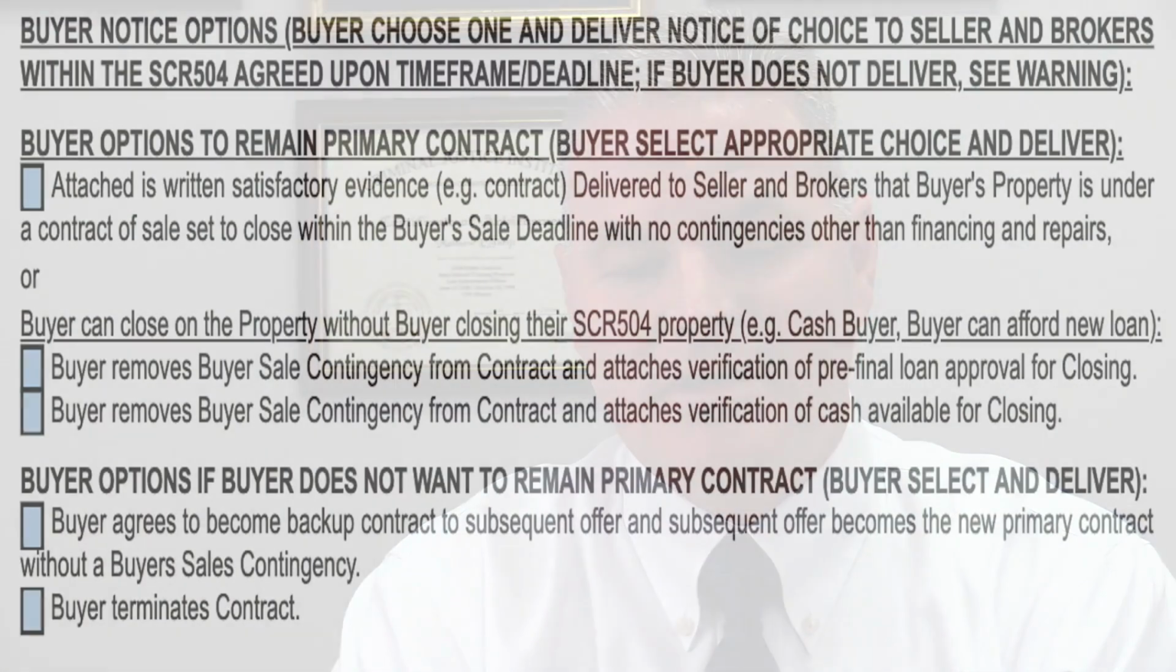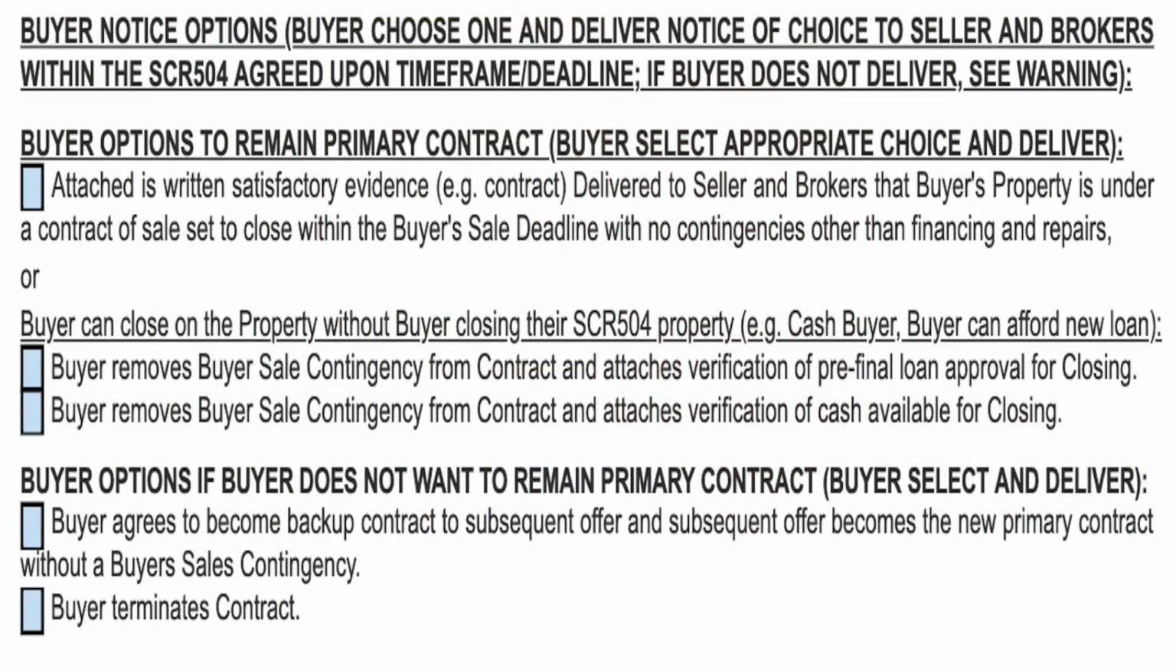Below that, buyer options if buyer does not want to remain primary contract. Buyer select and deliver. It says the buyer agrees to become a backup contract to subsequent offer, and subsequent offer becomes the newly primary contract without a buyer sales contingency. Okay? Or the buyer terminates the contract. So basically what would happen here is that buyer did not get their property under contract. Therefore, they want to make sure that they're compliant to still stay as part of a backup. So they're letting us know, hey, we agree to become a backup on the property. Just keep us as a backup and we'll continue to try to sell our property in case something happens.